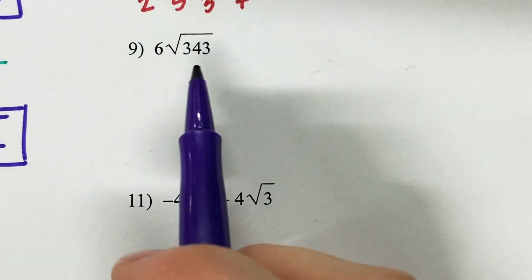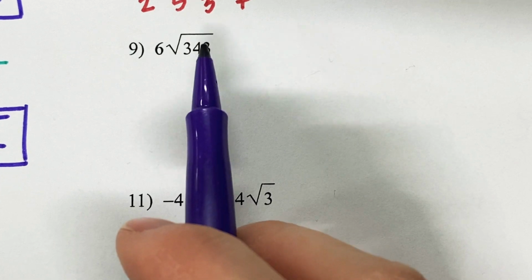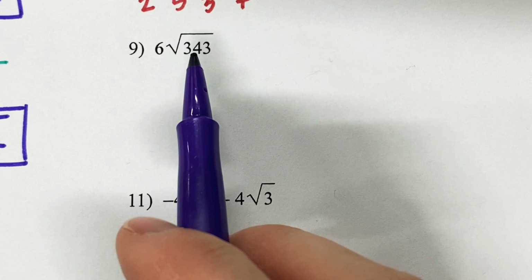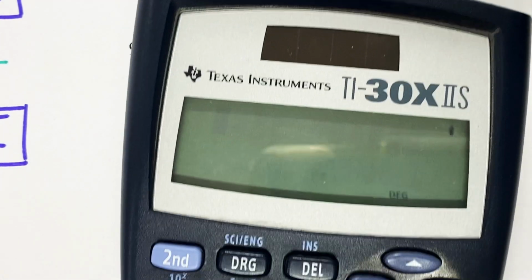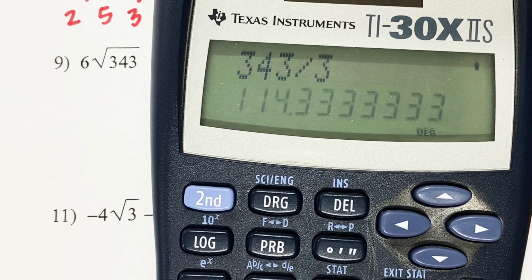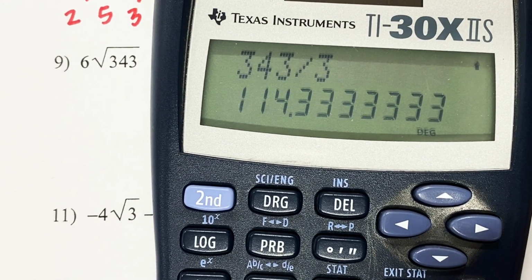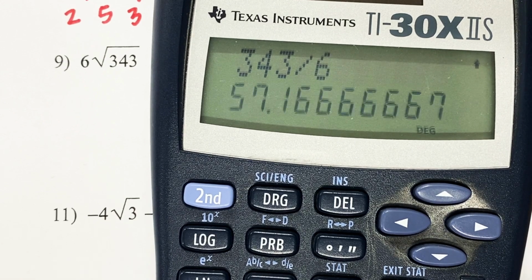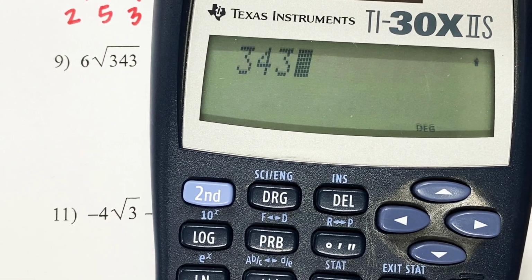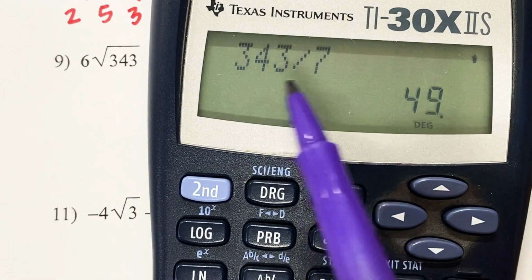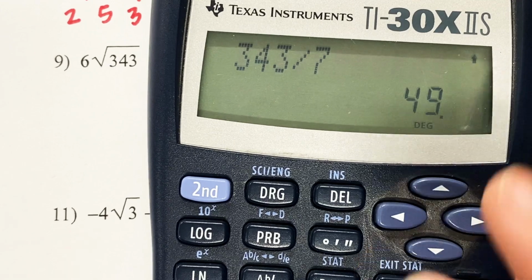Okay, so let's look at 343. It doesn't end in a 2, so I know I can't divide it by 2, or it's not an even number, excuse me, so I can't divide it by 2. But maybe, let's just see if we can divide it by 3. So 343 divided by 3, what do I get? A decimal. So let's just keep trying numbers. 343 divided by 6? Nope. 343 divided by 7? Ooh, nice. Okay, so try a number until you get to a whole number, no decimals after.